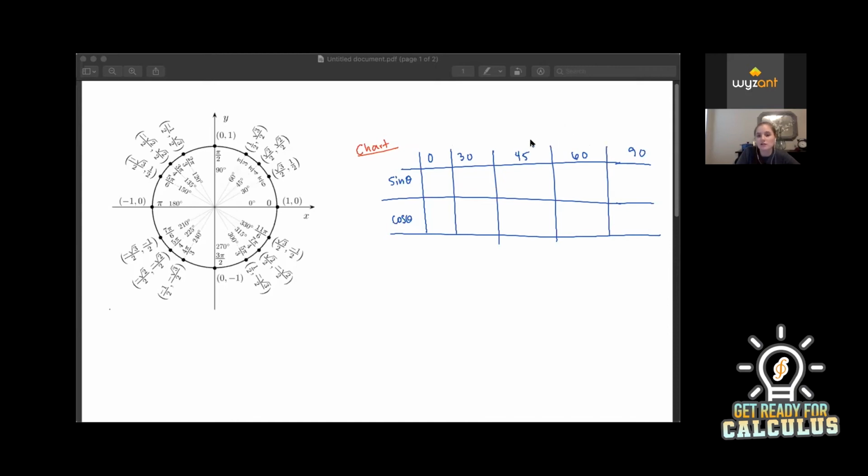Okay, your first step is to count up. So we're going to count up from 0, 1, 2, 3, 4. And then for cosine, we're going to count down 4, 3, 2, 1, 0. Your next step is you want to take the square root of everything. And then your last step is you'll divide every single one by 2.